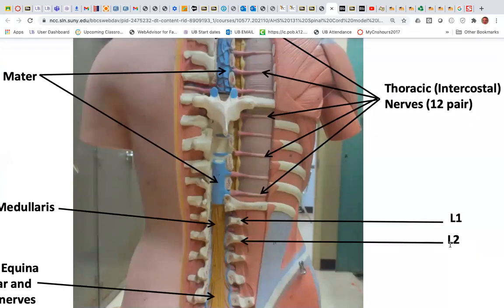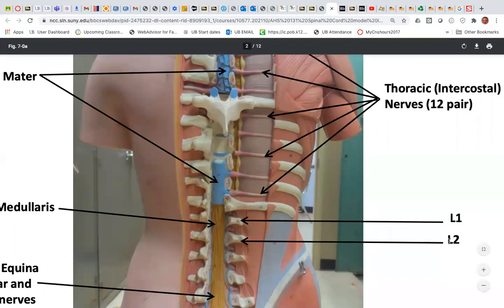How do we know that? Well, here's the last rib, right? These are the ribs. So the last rib that we see here has to be the 12th rib, T12. So right below that is the first lumbar and second lumbar. And the spinal cord ends at the L1, L2 interspace.